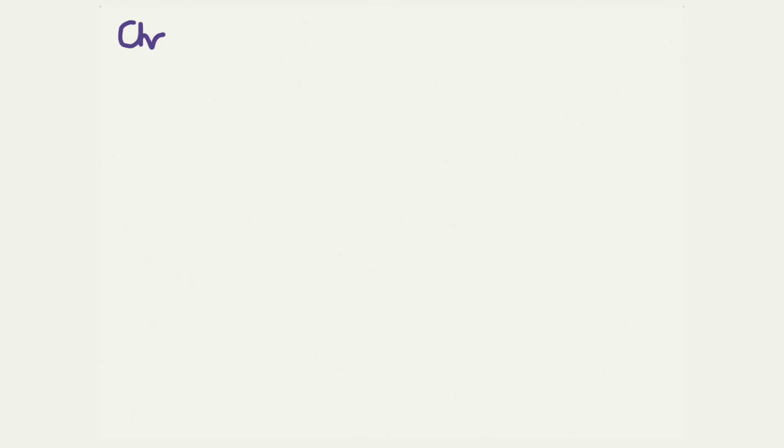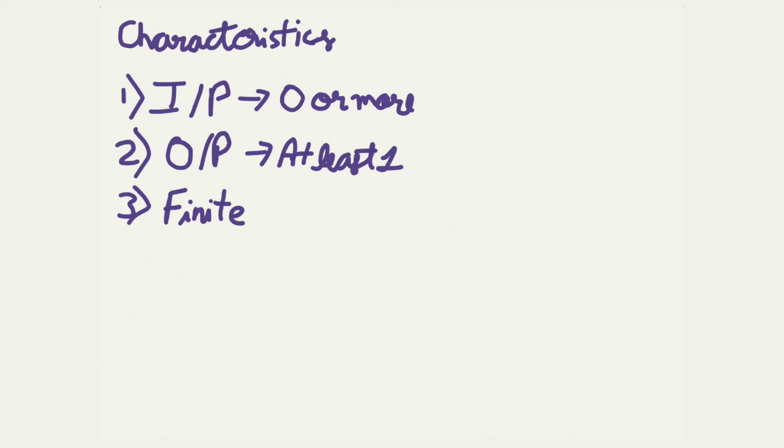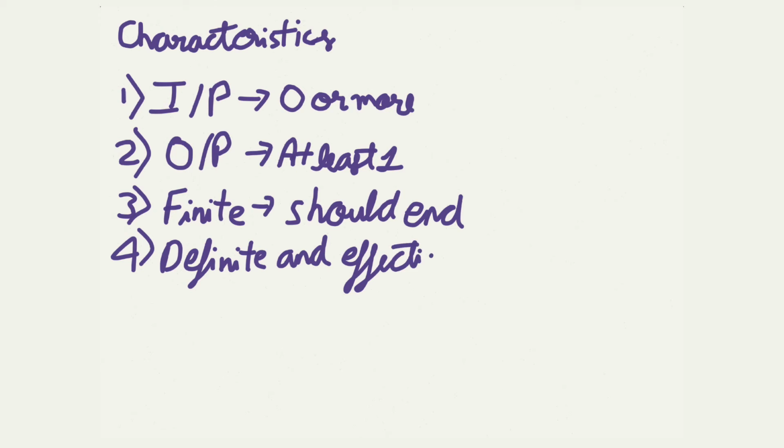Now the characteristics of algorithm. First, it should provide an input. Second, it should give an output. Third, it should be finite, that is it should stop. And fourth, it should be definite and effective, that is it should make some meaning.